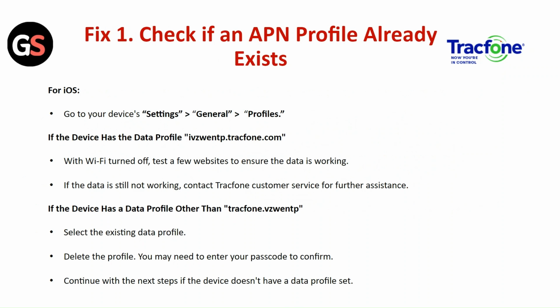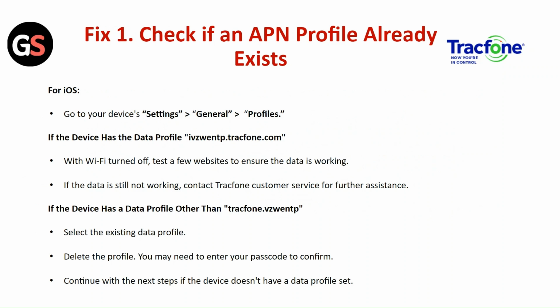Fix 1. Check if an APN profile already exists. For iOS, go to your device settings, then General, then Profiles. If the device has the data profile with the Wi-Fi turned off, test a few websites to ensure the data is working. If the data is still not working, contact TracFone customer service for further assistance.